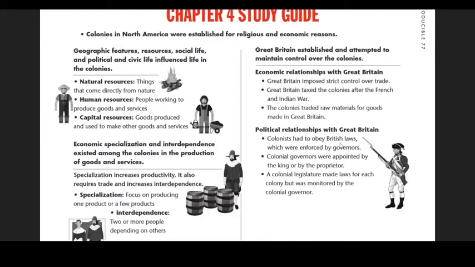The colonists had to obey British laws, which were enforced by the governors. Colonial governors were appointed by the king or proprietor. And we have another branch of government called the colonial legislatures, who made the laws for each of the colonies, but were monitored by the colonial governor. Remember, we talked about the colonial governors having a lot of power where they could not approve laws at the legislature. They had to approve the laws in order for the law to become the law of the land. And so that gave the governors a lot of power. They couldn't write the law, but they could stop a law from happening if they didn't like it.